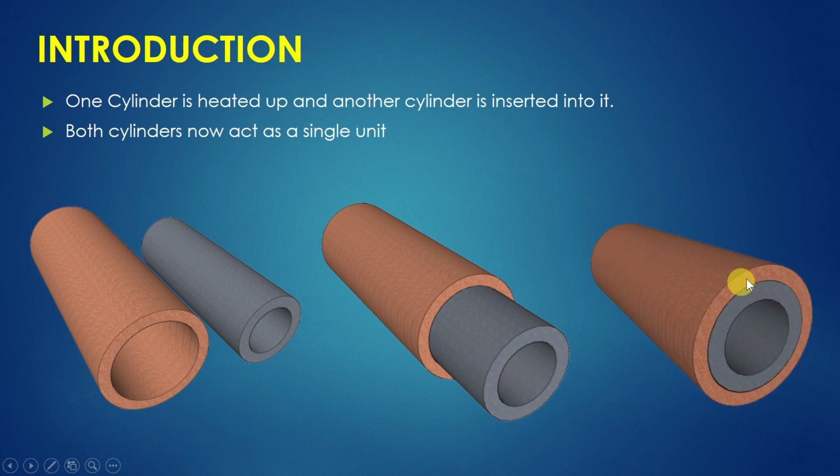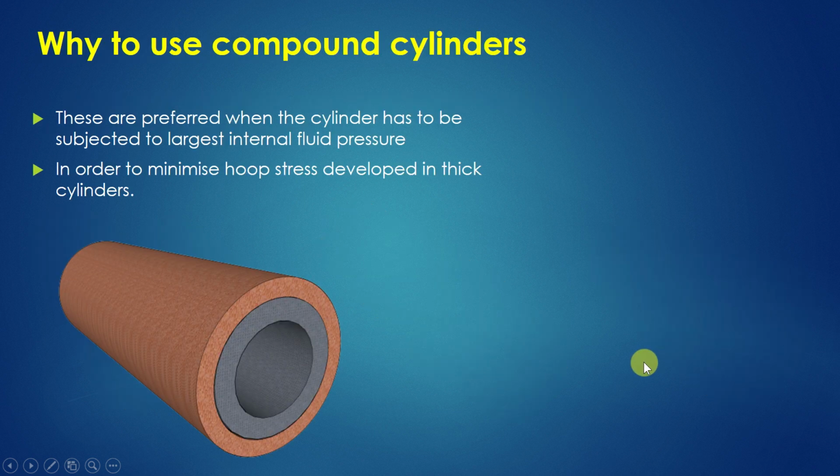Now I said the outer cylinder will be expanded in order to insert the smaller cylinder. So outer cylinder is expanded, so it is subjected to tensile stresses. And inner cylinder is compressed by the outer cylinder, so it is subjected to compressive stresses. Of course the inner cylinder is also exerting some tensile forces on the outside cylinder. However, outer cylinder is subjected to tension, inner cylinder is subjected to compression.